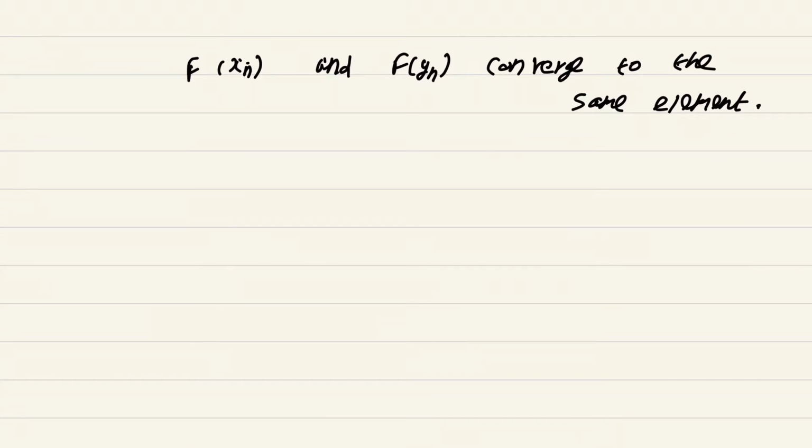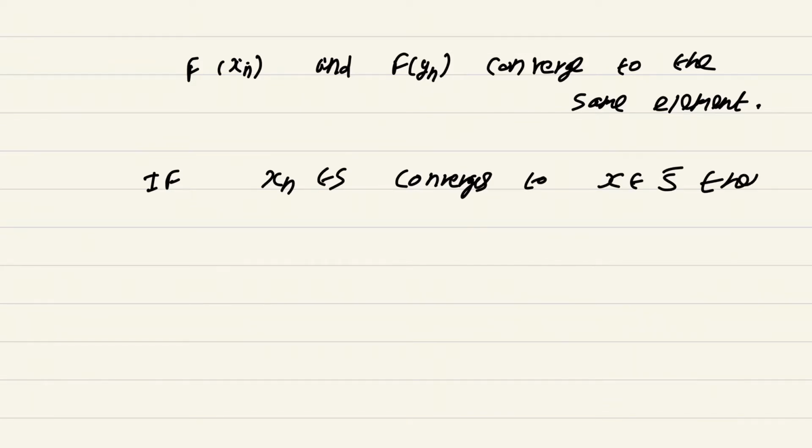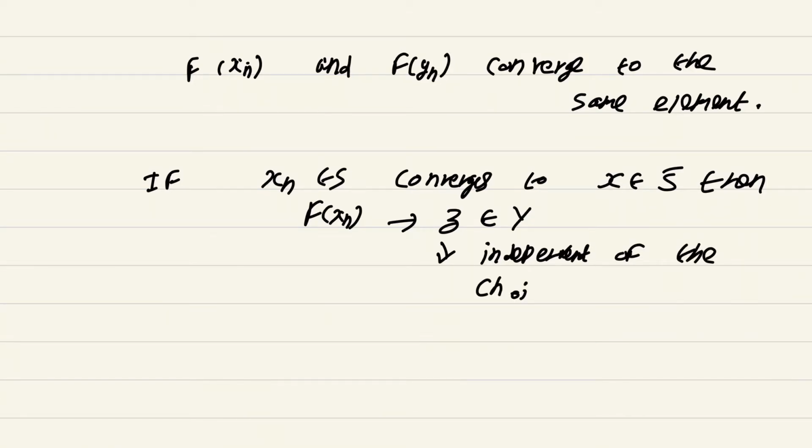So I'm being a bit vague and imprecise here, but I trust that you are at a stage of mathematical maturity where you can make such vague statements quite precise in a matter of minutes. Okay, so what have we achieved? What we have achieved is if x_n in S converges to x in S closure, then f of x_n converges to an element z in Y, and the z is independent of the choice of x_n converging to x. It depends only on the point x in S closure. It does not depend on the particular sequence you choose to approach this point x coming from the set S.